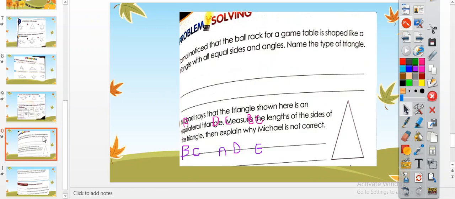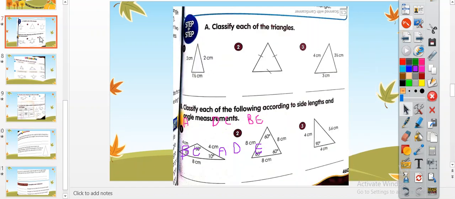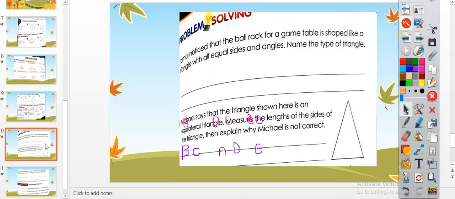Here it says that Tamil noticed that the block for a game table is shaped like a triangle with all equal sides and angles. Name the type of triangle. Well, a triangle with all equal sides and all equal angles is called an equilateral triangle. So right here, it is an equilateral triangle.